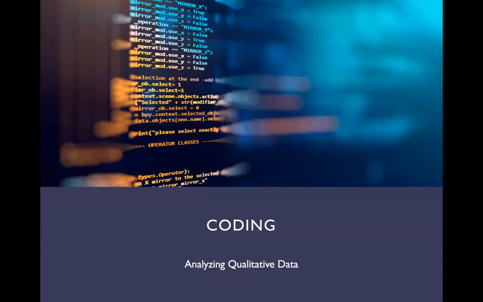Good day. Today, we will try to look at how we are going to process the data that we have. We will talk about analyzing qualitative data.